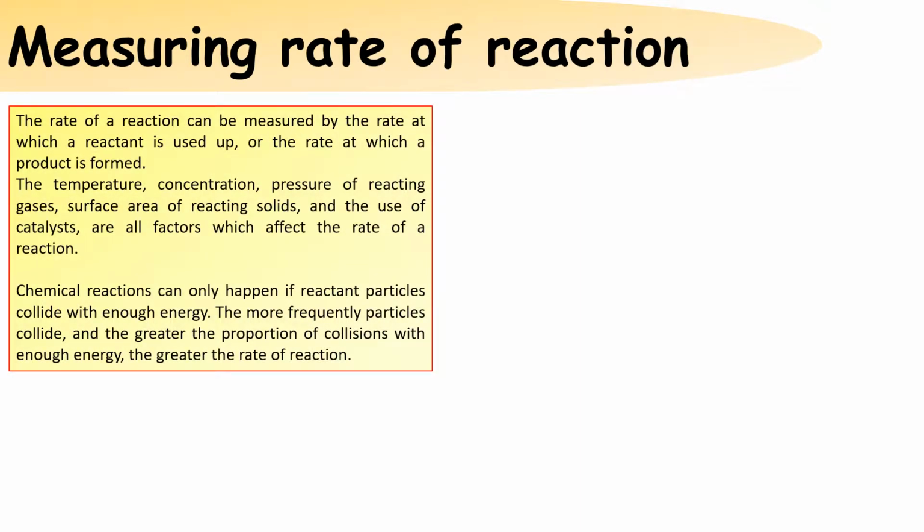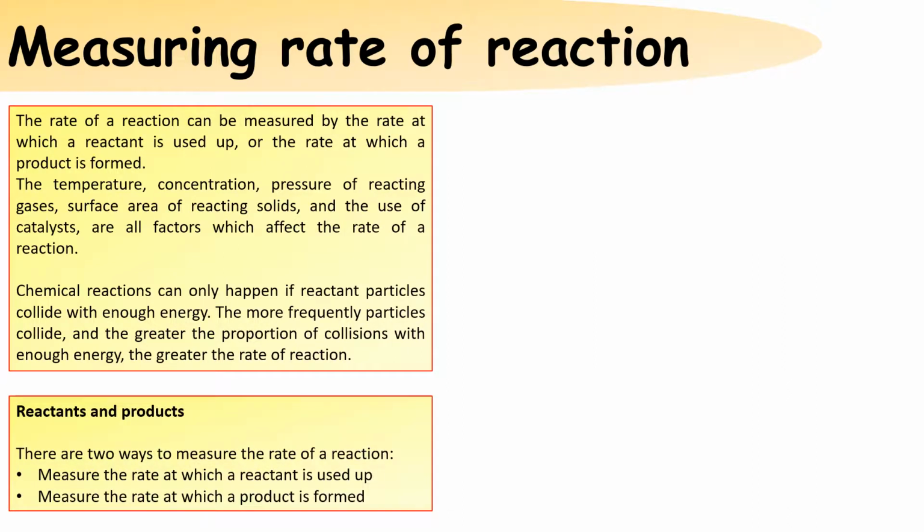The rate of reaction can be measured by the rate at which a reactant is used up or the rate at which a product is formed. The temperature, concentration, pressure of the reacting gases, surface area of the reacting solids, and use of catalysts are all factors which affect the rate of reaction. Chemical reactions can only happen if the reactant particles collide with enough energy. The more frequently particles collide, the greater the proportion of collisions which will have enough energy, so therefore the greater the rate of reaction.